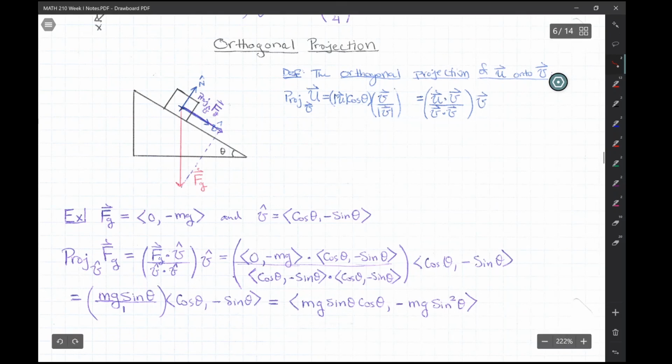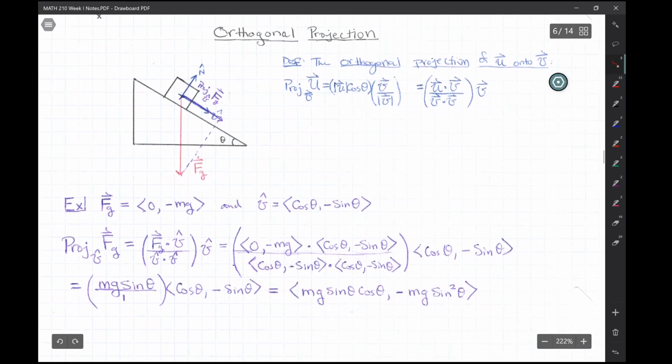Okay, so simplifying then, we'll get mg sine theta over 1 times v, and this is just a scalar at this point, right? The vector is what's inside the angled brackets. And you could distribute, or you could just leave it like that. I mean, I would totally accept this as an answer. But if you distribute the scalar that's outside, you would get that expression there that you see on the right.